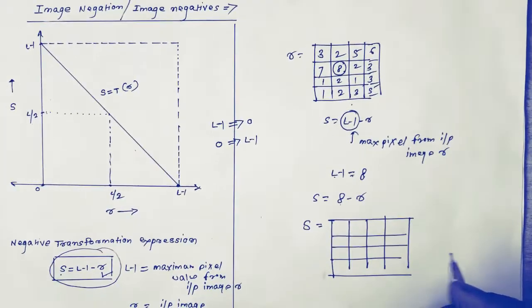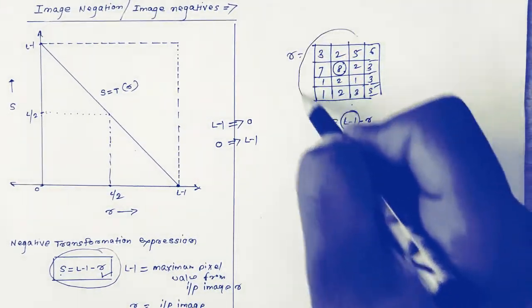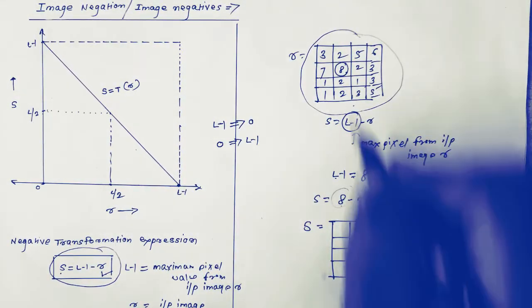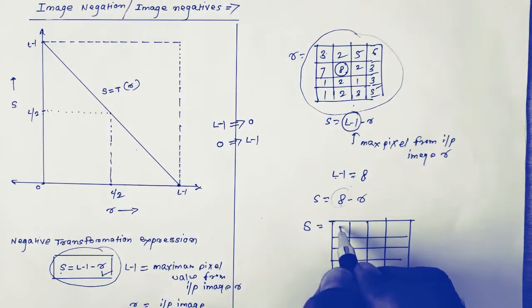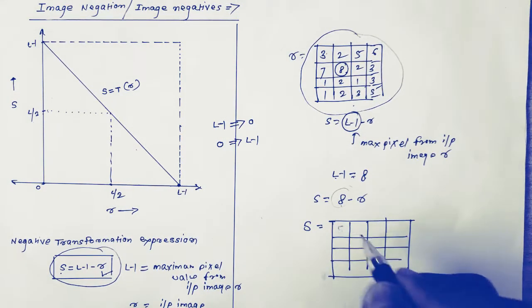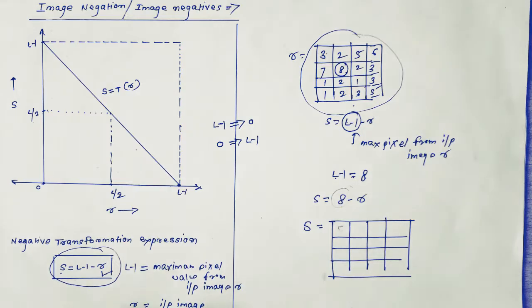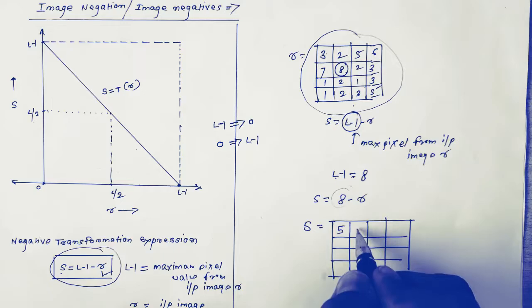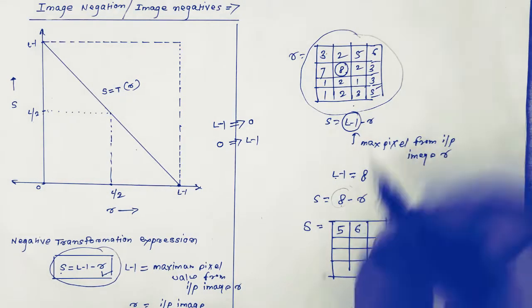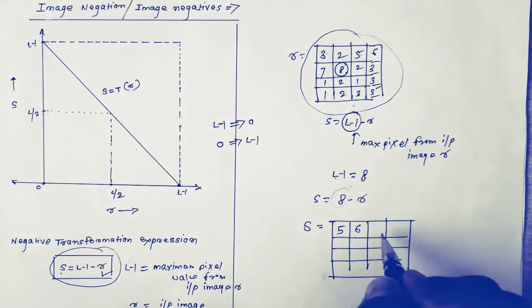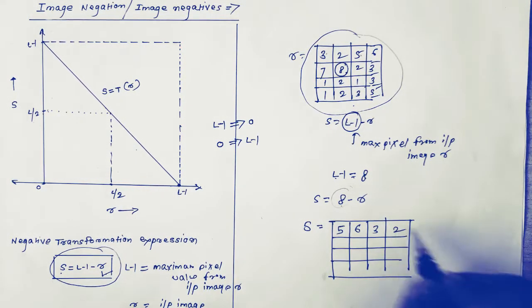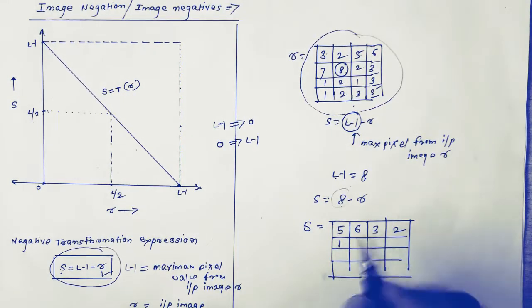Now you have to subtract all the pixels from input image R from value 8. So 8 minus 3 is equal to 5. 8 minus 2 is equal to 6. 8 minus 5 is equal to 3. 8 minus 6 is equal to 2. 8 minus 7 is equal to 1. 8 minus 8 is equal to 0.